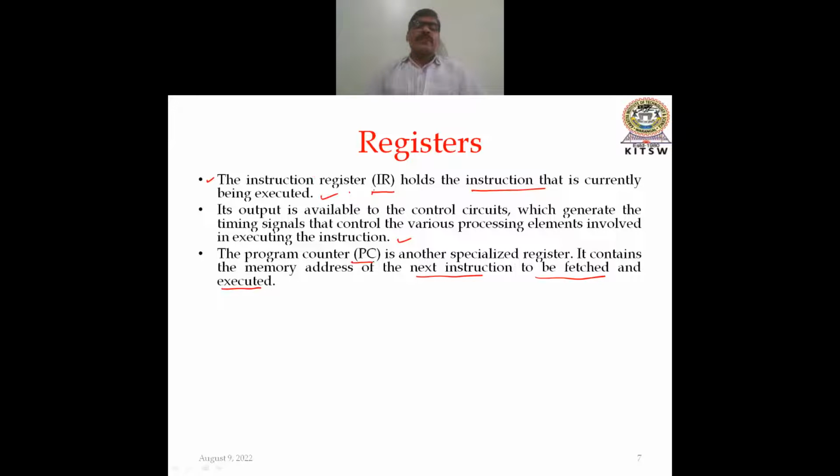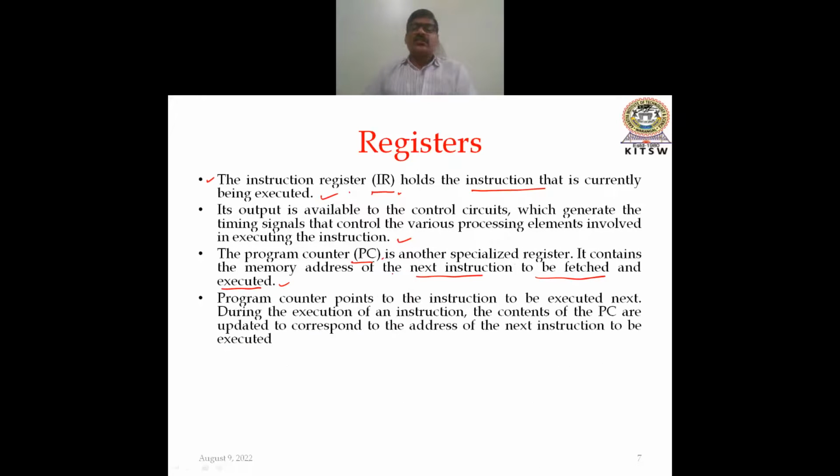So the instruction register holds the current instruction being executed by the processor, and the program counter register will hold the address of the next instruction which is to be fetched from memory by the processor to execute. These are the two important special registers that we have along with some general purpose registers in the processor. The program counter points to the instruction to be executed next. During the execution of an instruction, the contents of the PC register are updated to correspond to the address of the next instruction to be executed.